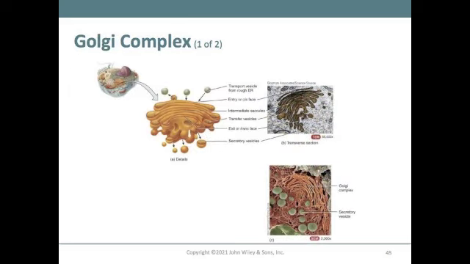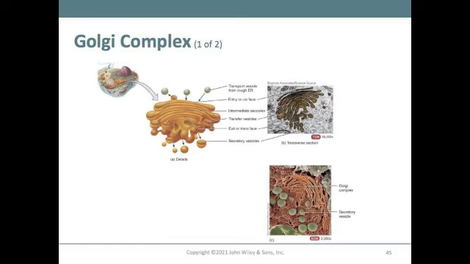Moving on to the Golgi complex, this is figure 3.2 on page 85. Most of the proteins synthesized by the ribosomes attached to the rough ER are ultimately transported to other regions of the cell. The first step in the transport pathway is through the organelle called the Golgi apparatus.